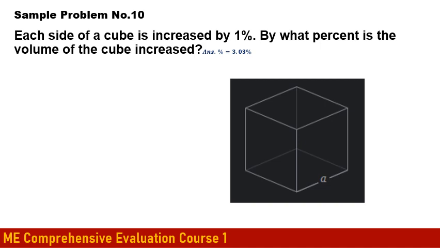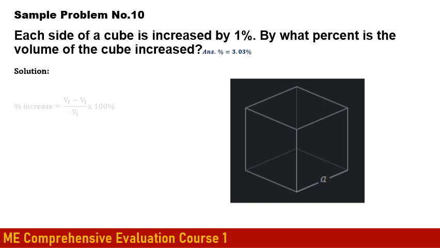Sample problem number 10. Each side of a cube is increased by 10%. By what percent is the volume of the cube increased? So the volume of the cube is equal to a cubed, right? So if we increase each side by 1%, what would be the percent increase in the volume of the cube?